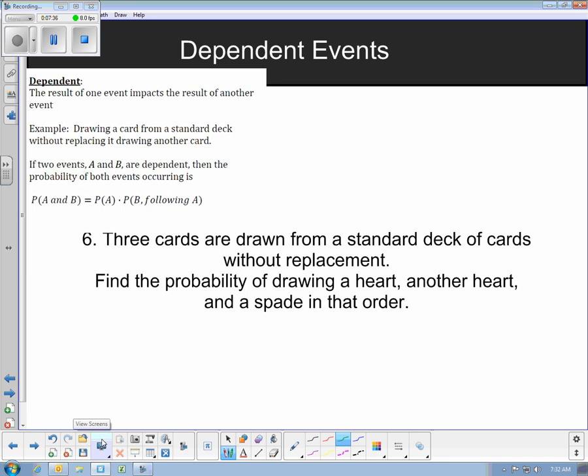Now, dependent events, again, there's going to be some overlap or some things that are changed from one probability to the other, but dependent events are ones that we want to happen at the same time, which means we need to multiply. These are AND probabilities. Like independent events, when it says this and that, find the probability of doing this and that, we need to multiply our probabilities together. So in number 6, it says, 3 cards are drawn at random from a standard deck of cards without replacement. Find the probability of drawing a heart, another heart, and a spade in that order.